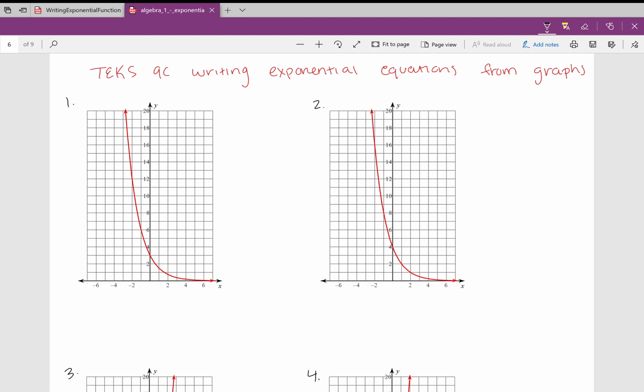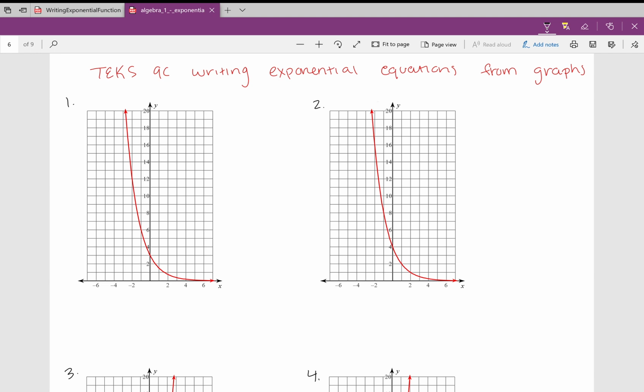TEKS 9C, writing exponential equations from a graph. So you should have already completed the Edpuzzle titled Writing an Exponential Equation from a Table. If you have not completed that Edpuzzle, please go back and do that first. If not, you're going to be really confused on this one because I use a lot of the things that I taught you guys in the last video.